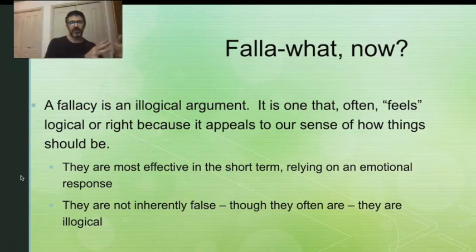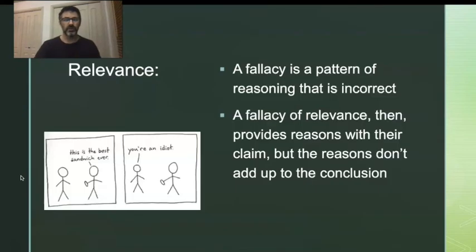Now, within that, there are a ton of different specific kinds of fallacies, but they tend to fall into several different categories. And that's where we're going to start, with this idea of a fallacy of relevance. That's in which there's a pattern of reasoning that's incorrect, in other words, that the reasons don't add up to the conclusion. They're giving reasons. They just don't reach that conclusion. It just kind of feels like they do.